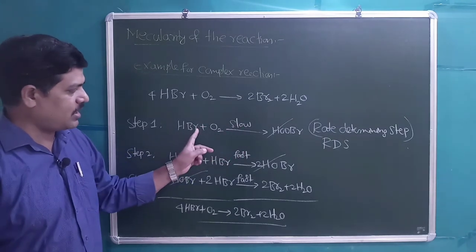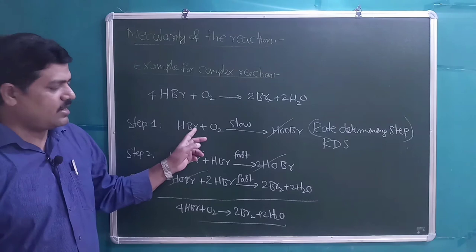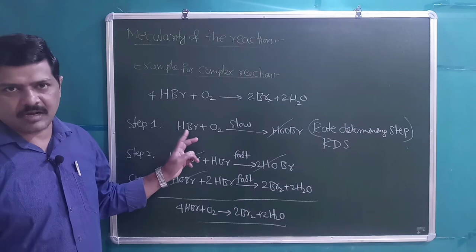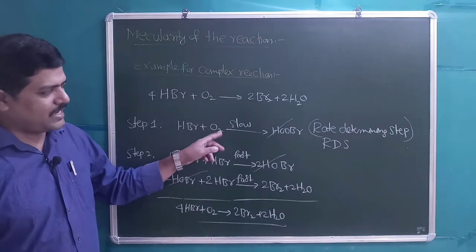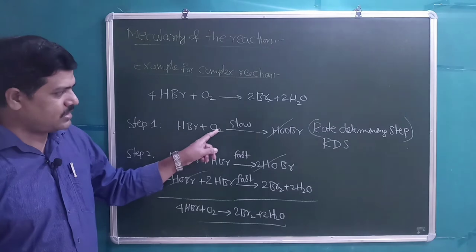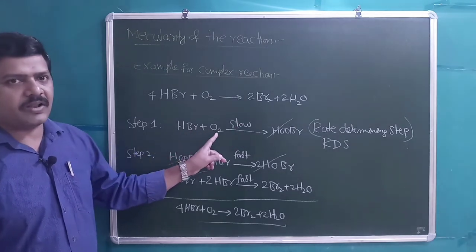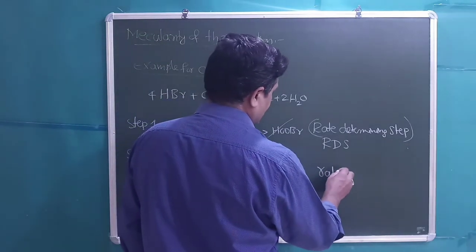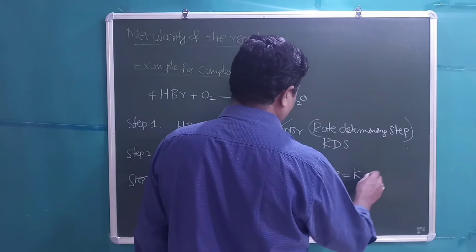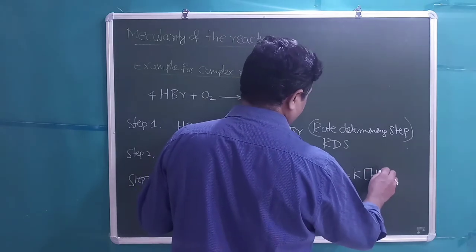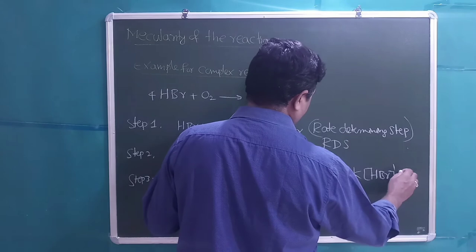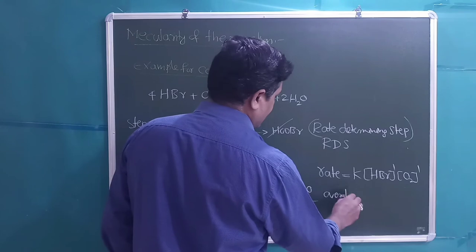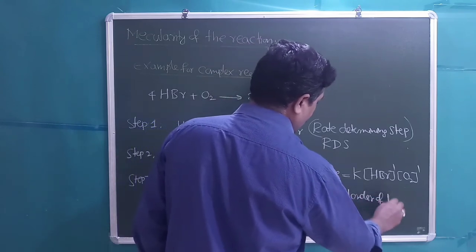In the first step, how many molecules are involved? Generally molecularity is defined only for elementary reactions. For non-elementary reactions, molecularity is not defined, but generally we take the number of molecules involved in the slowest step of the process as the molecularity of the reaction. So the rate for this reaction, students, we can write as rate is equal to some constant multiplied by HBr concentration power 1 and O2 concentration power 1. So this is the overall order of the reaction.